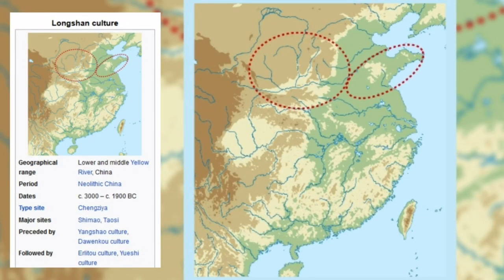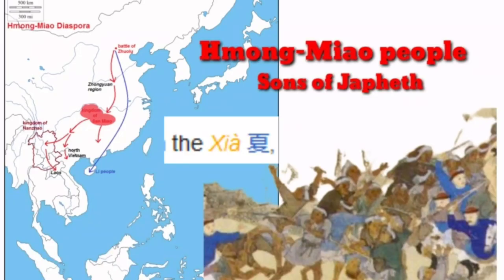The Longshan culture, geographical range: Lower and Middle Yellow River, China; period: Neolithic China; dates: 3000 BC to 1900 BC. The Hmong Mien people are the physical descendants of the indigenous Chinese and of the sons of Japheth, the son of Noah.